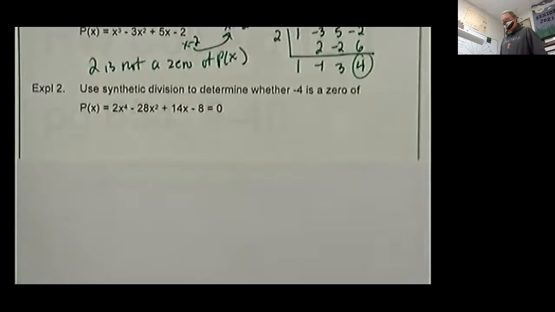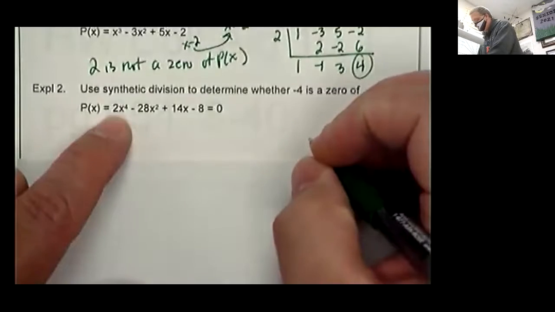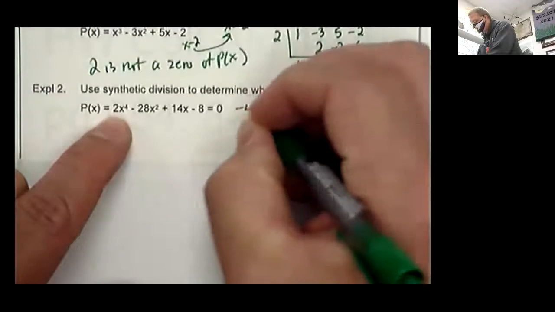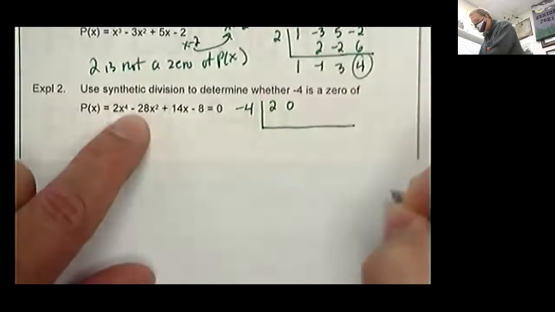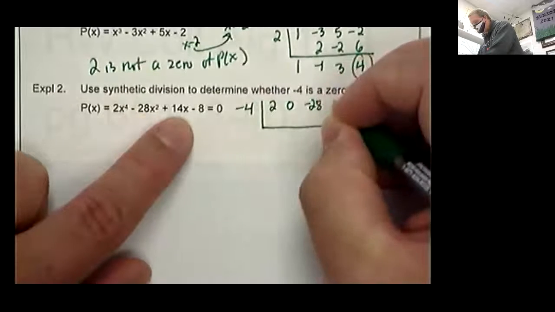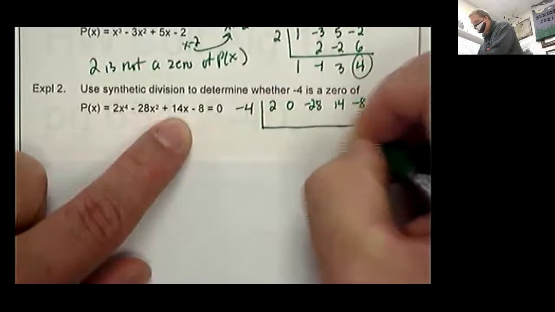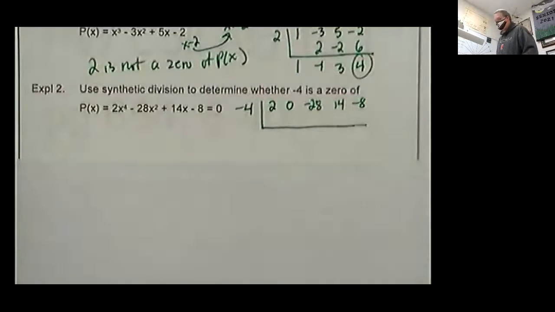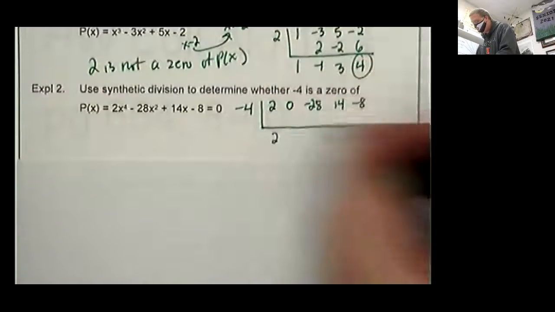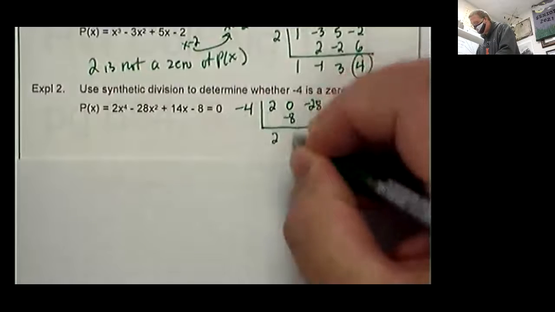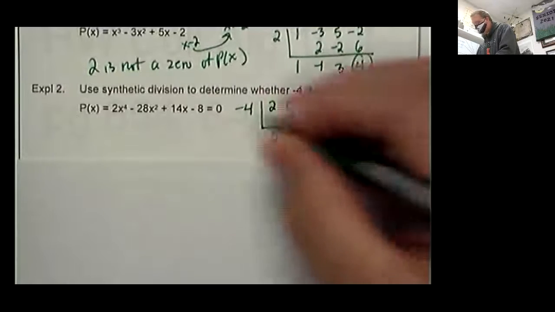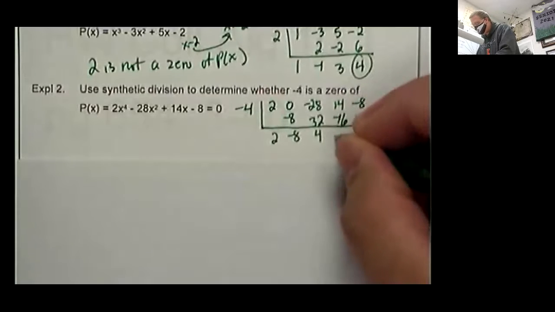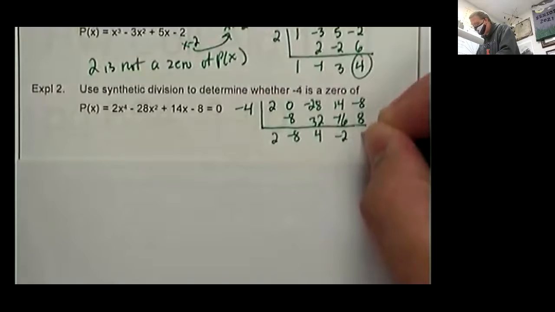Determine whether -4 is a zero. So again, we're going to use our same process. We're going to use synthetic division. For our x to the 4th, the coefficient is 2. Note there is no x cubed, so we have to put a 0. -28, 14, and -8. And here again, we follow the same rules. We're going to drop the first number, 2, multiply is -8, add is -8. -8 times -4 is 32, add is 4, multiply is -16, add is -2, multiply is 8, add.